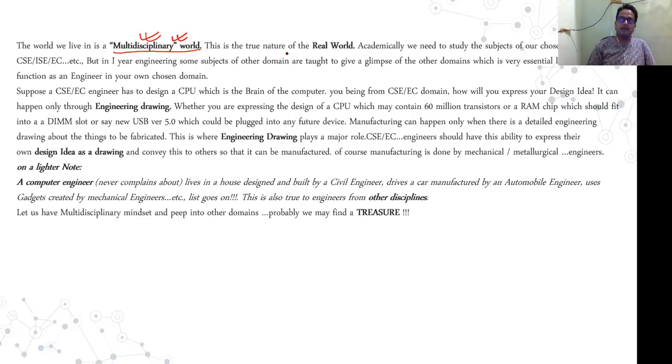Academically, we need to study the subjects of our chosen domain. Here we have a strength of 120 students. Maybe some of them belong to electronics, some have chosen computer science, some of you have chosen civil engineering, and some of you are from the mechanical department. So in your first year of engineering, some subjects of another domain, the domain which you have not opted to study, are taught to you. A glimpse of other domains is given because it is very much essential.